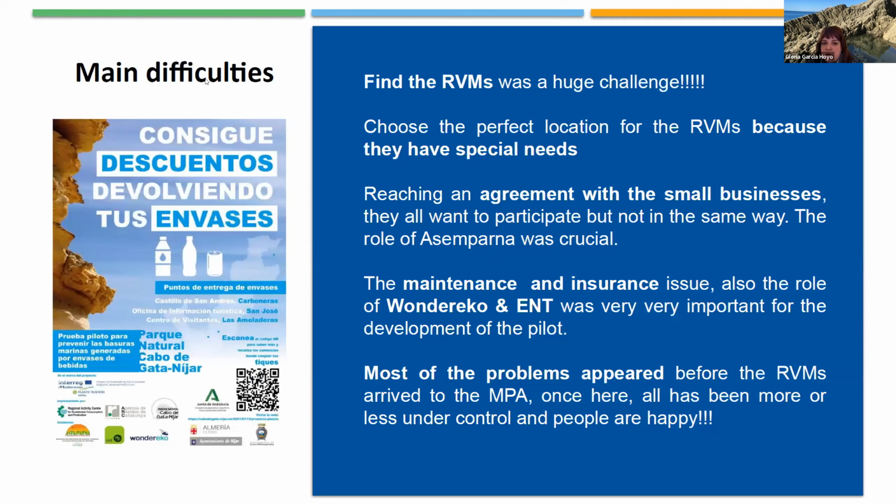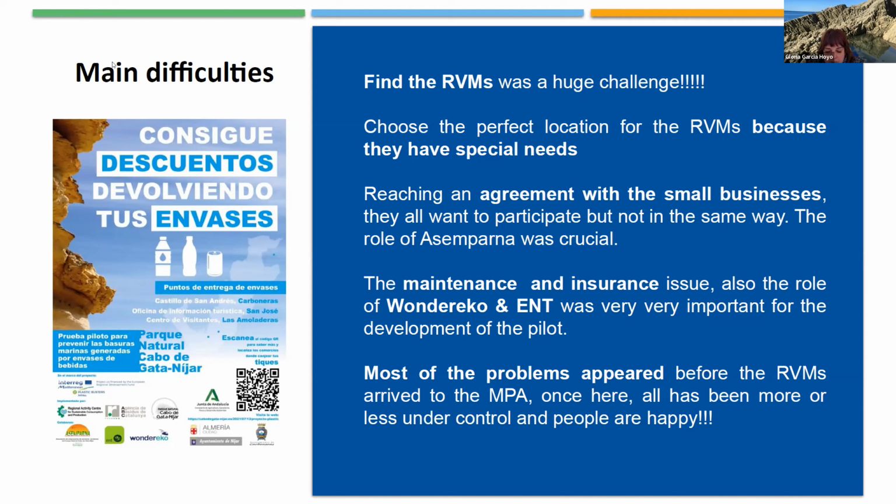And the main difficulties, as I told you, the main difficulty was to find a reverse vending machine. It was very difficult. We were almost at the point of not doing the pilot action because we were really worried about finding a proper reverse vending machine that fits the money that we have. Reaching the agreement with the small businesses was not tricky and not so difficult, but long, and you have to talk to a lot of them, and they all want to participate because it's trendy, but not everybody in the same way. So it was difficult, but not as difficult as the reverse vending machine quest.